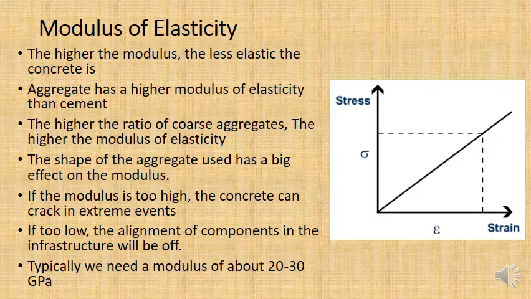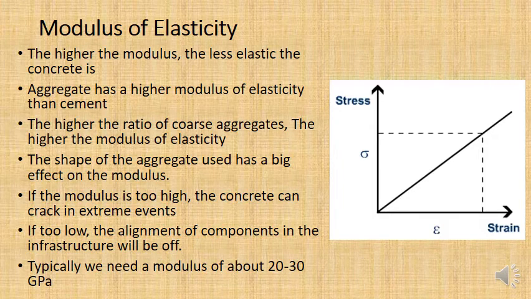Now, what determines the modulus of elasticity in a concrete? Well, it actually comes down to aggregate and cement ratios. Remember, cement is weaker than aggregate. Likewise, cement actually has more flexibility than aggregate. It's more squeezable. And so if you have a high aggregate to cement ratio, you're going to have a higher modulus of elasticity. The concrete is going to be stiffer.